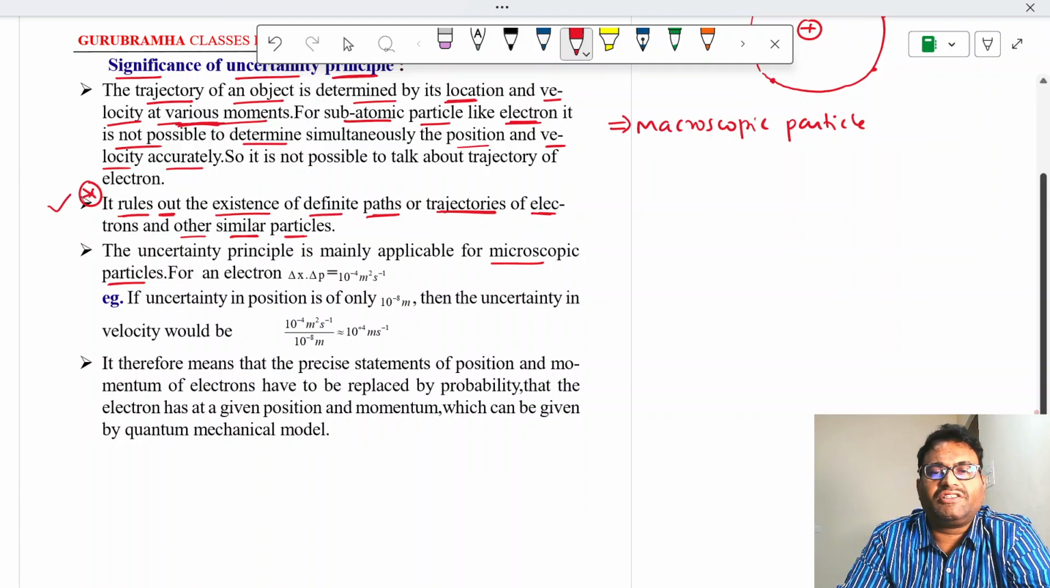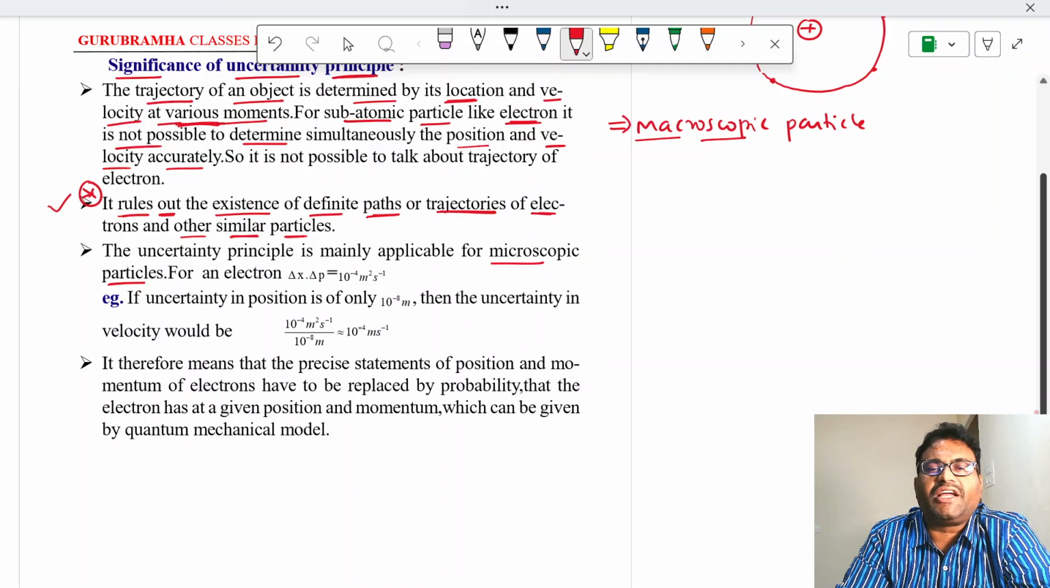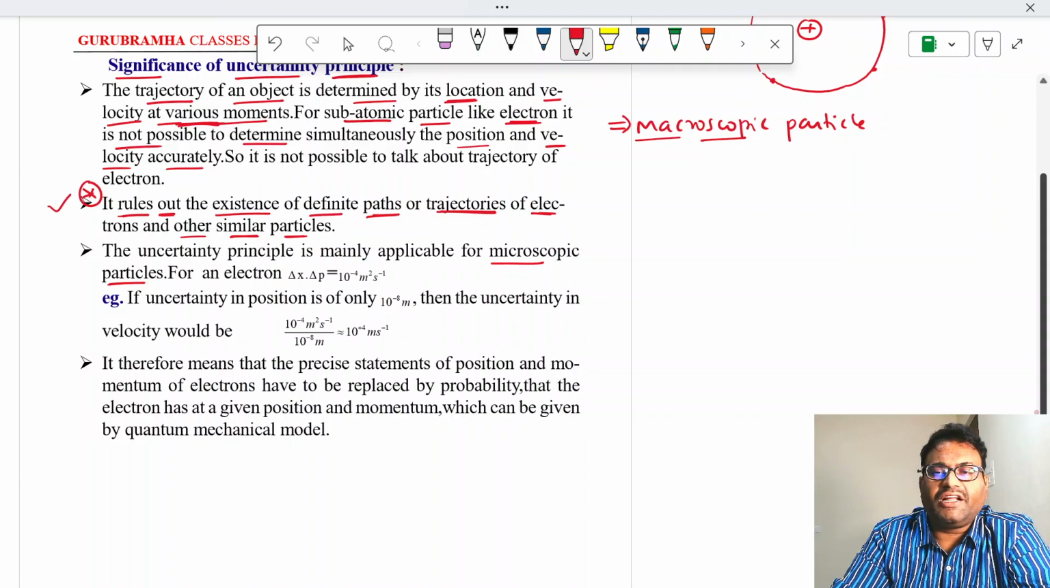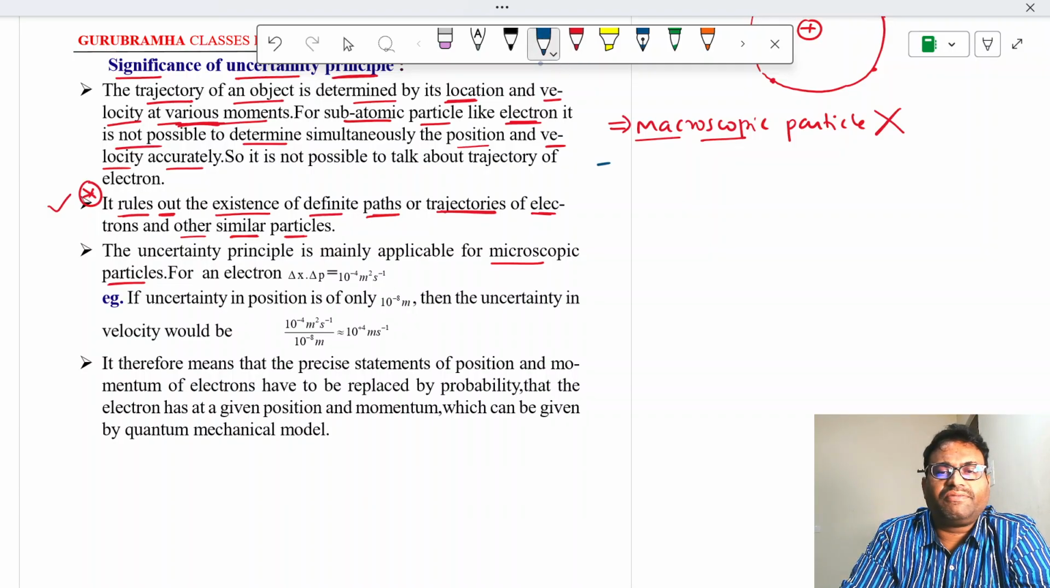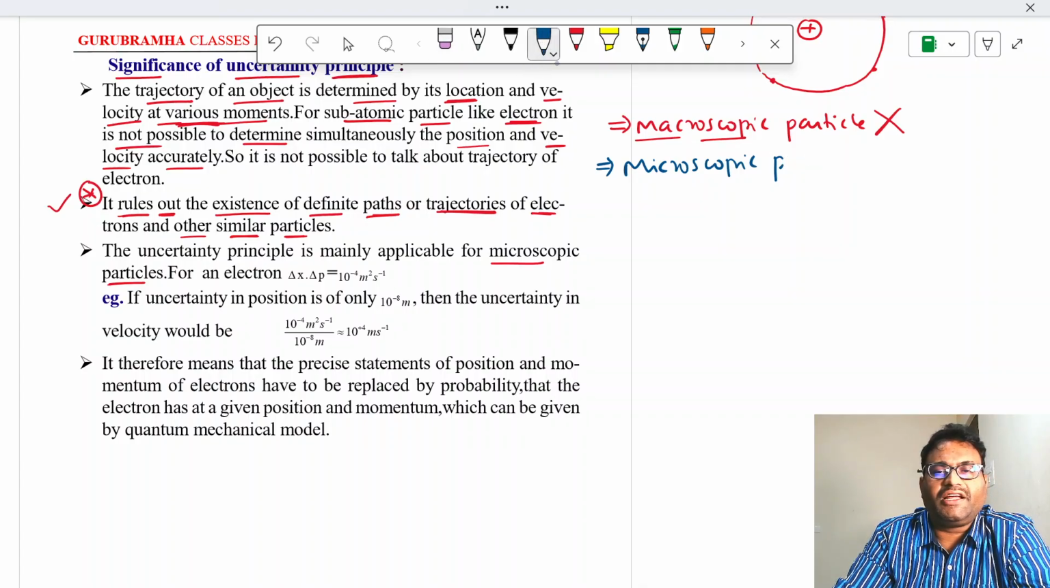For example, there is a bus moving. That is a macroscopic particle. Its position can be calculated, and at the same time its velocity can also be calculated accurately. So for a macroscopic particle, the Heisenberg uncertainty principle is not applicable, whereas it is applicable only for microscopic particles like electrons.